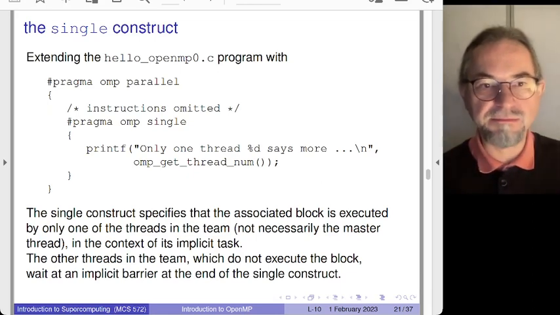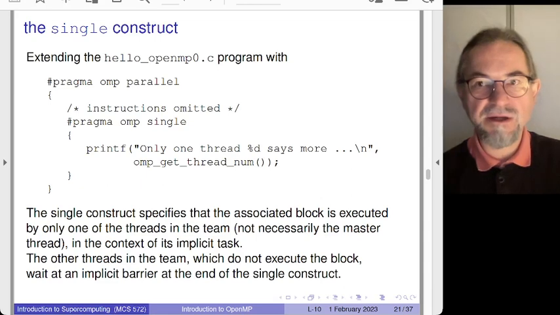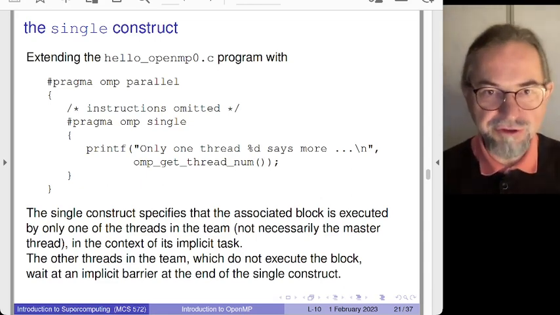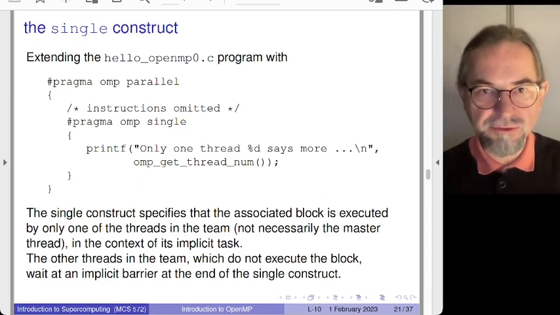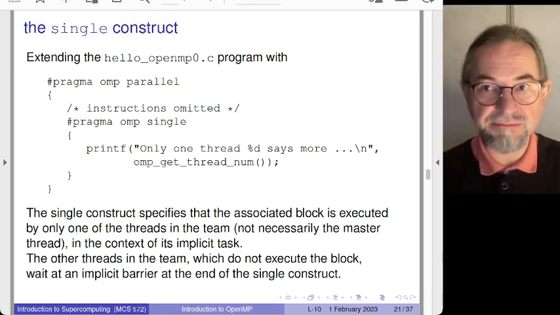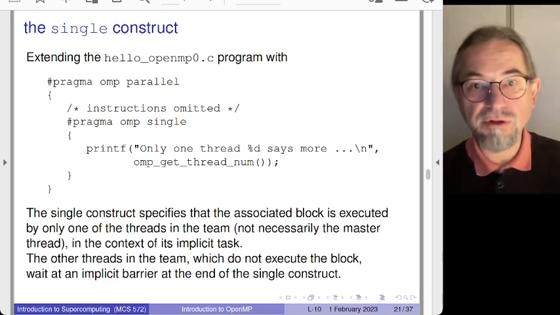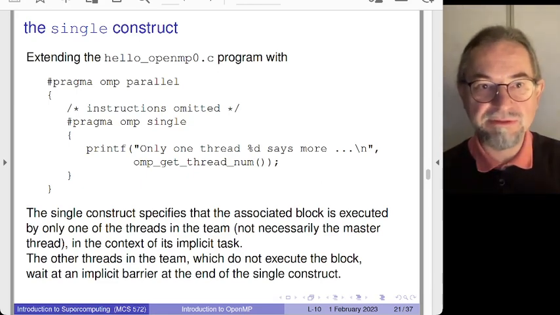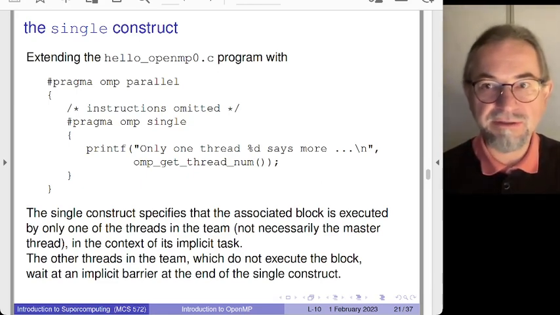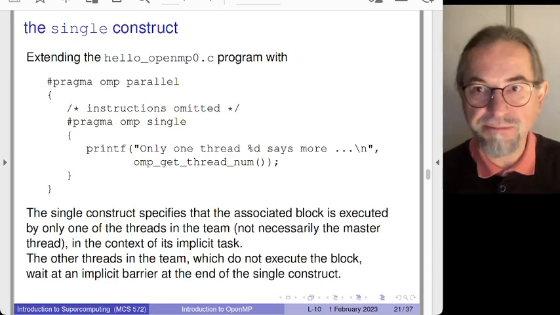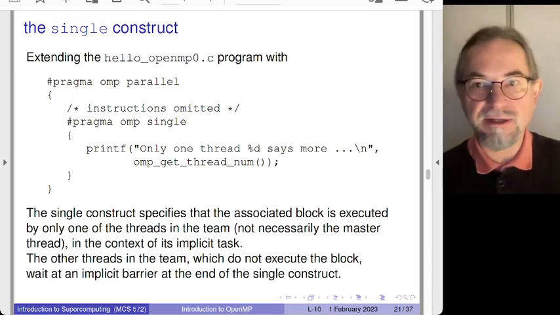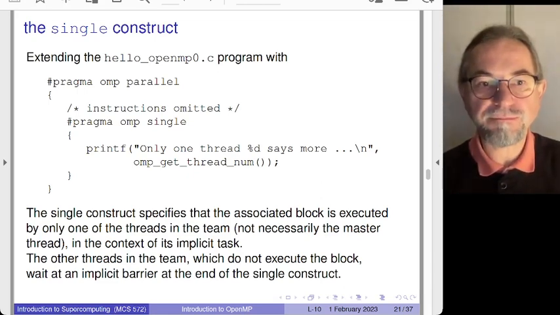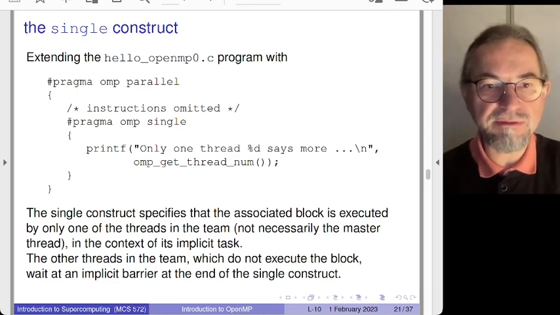And the single means that this is an instruction that could be very useful for a print statement. So you can indicate with this single construct, for debugging purposes for example, that you have entered that parallel region. So it also functions as a barrier.